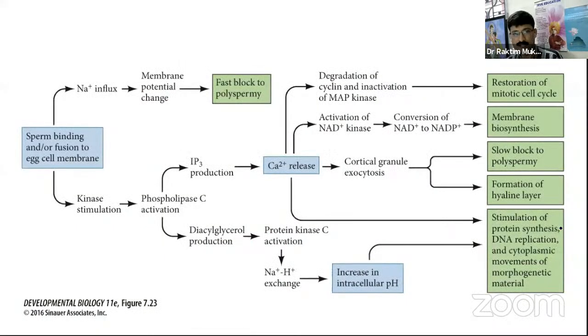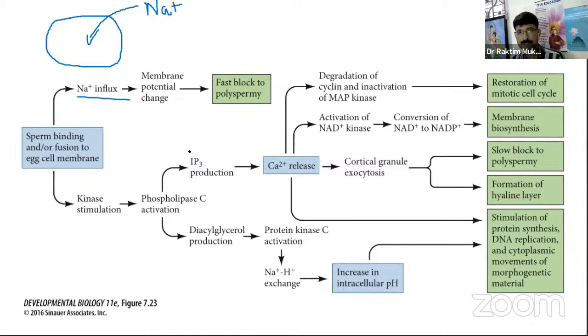Sperm binding and fusion to the egg cell membrane cause sodium influx. Because of sodium influx, the membrane potential changes. I think I covered membrane potential changes because of influx of sodium within the neurons in my neurophysiology talk. So here also influx of sodium takes place. This change in membrane potential is a prelude for the fast block to polyspermy, which is immediate.